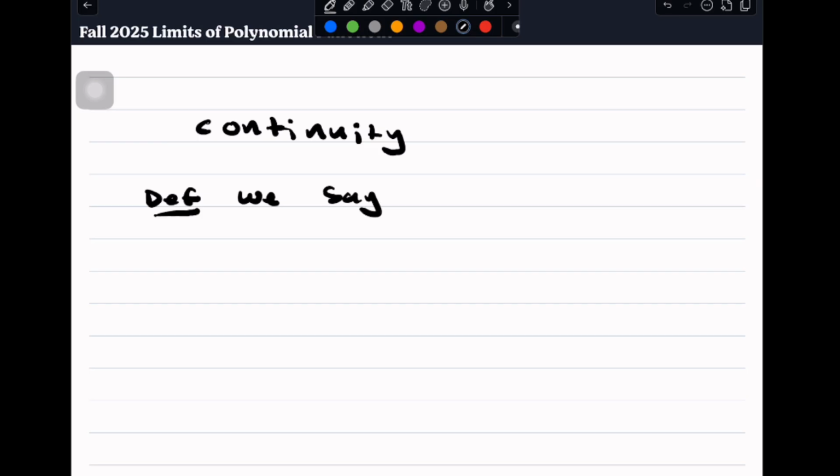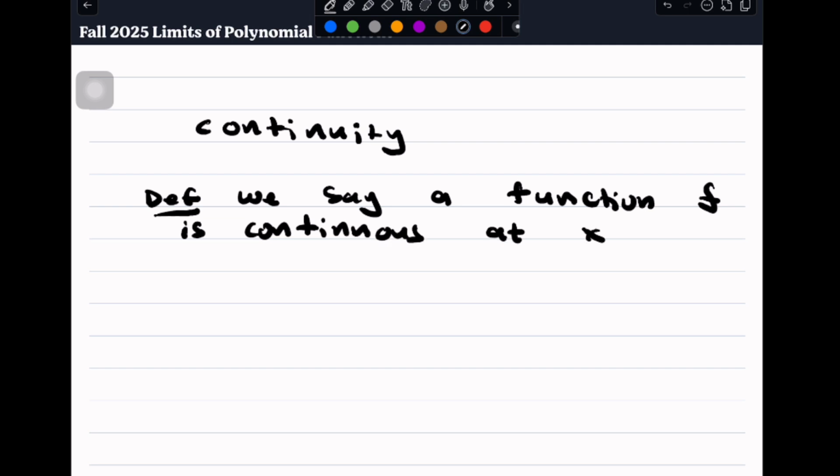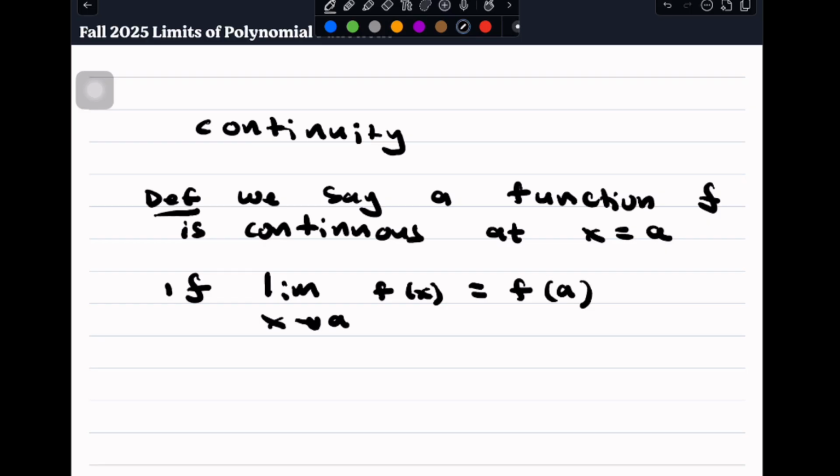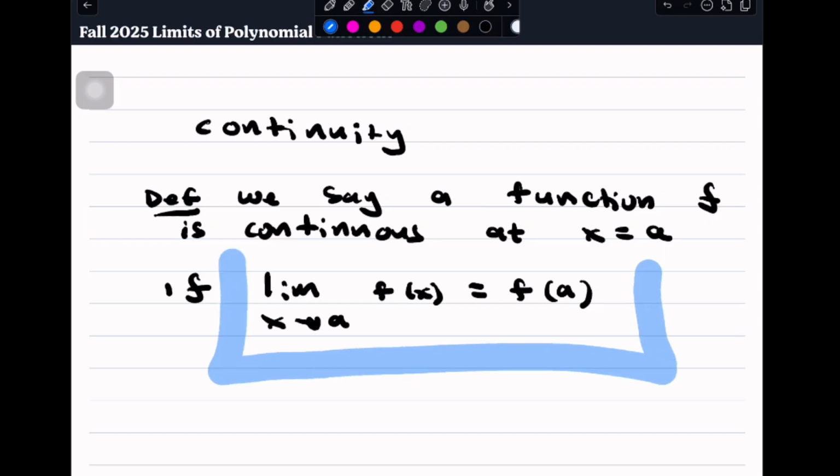We say a function f is continuous at x equals a if the limit as x goes to a of f of x equals what? f of a. Okay? This is gold in a lot of ways here. Okay, so let's go with this.